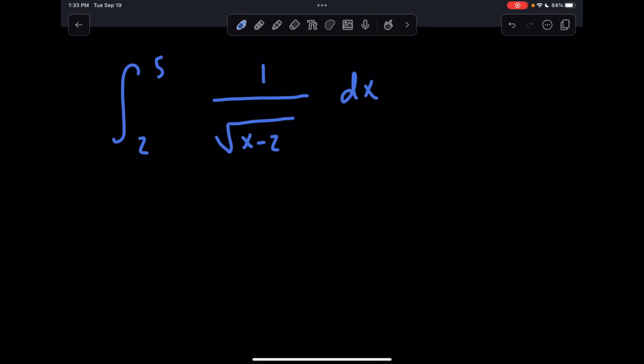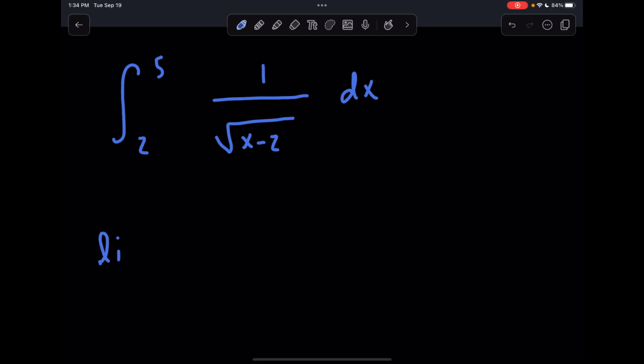In this video, I'll be covering practice about how to determine if an integral converges or diverges. Let's look at this example here, the integral from 2 to 5 of 1 over the square root of x minus 2 dx. We notice that when x is 2, the denominator is 0, so this function is undefined.